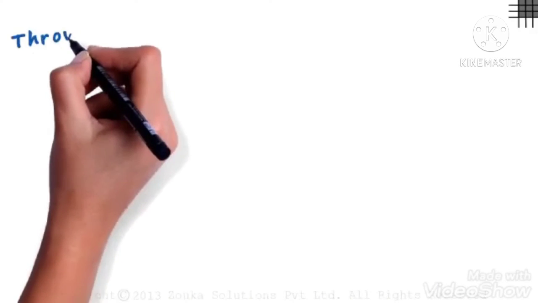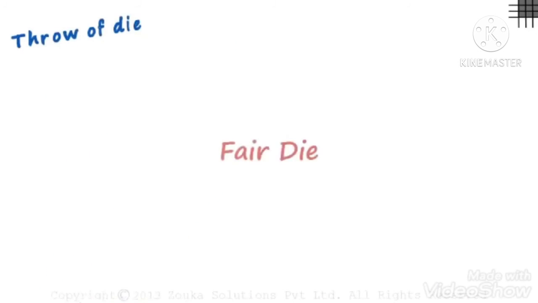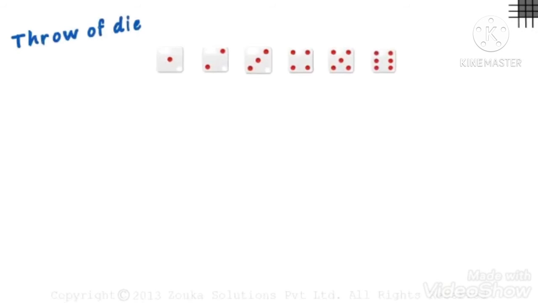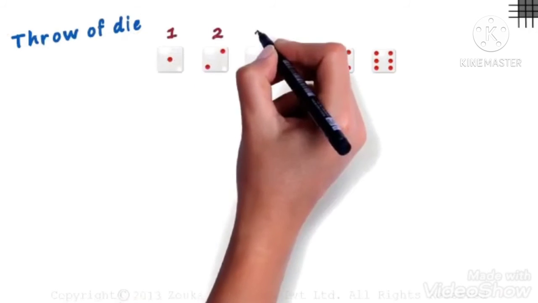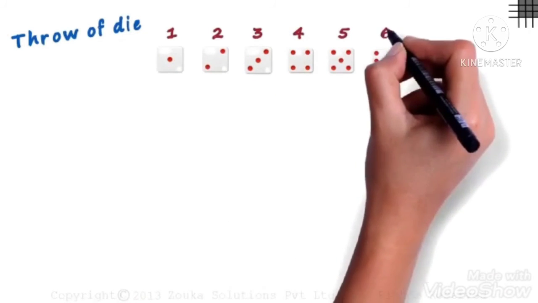Of the throw of a dice. Assume a fair dice is thrown. Let's think of all the possible outcomes. You may get 1, 2, 3, 4, 5 or 6. These are the only possible outcomes for one throw of a dice. In numerical form, we write it as 1, 2, 3, 4, 5 and 6.